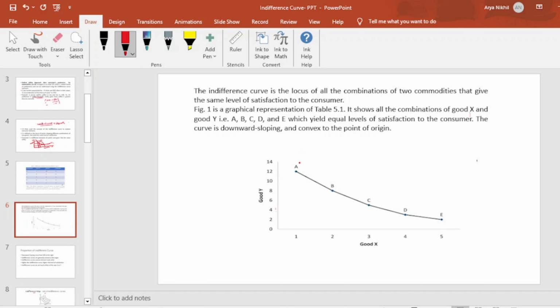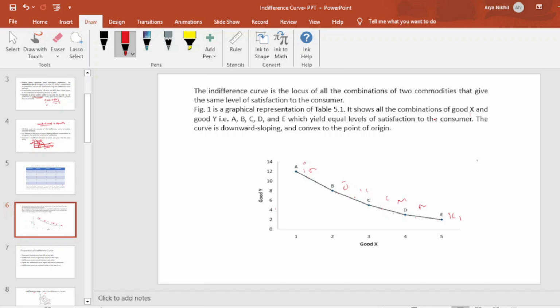It is the graphical representation of the last table. It shows the combinations of goods X and Y, A, B, C, D, E, which give an equal level of satisfaction to the consumer. Whichever point, I, J, K, L, M, N, all the points on this IC1 curve provide equal satisfaction to the consumer. So I am indifferent at each point. I get an equal level of satisfaction from all the points on this indifference curve.